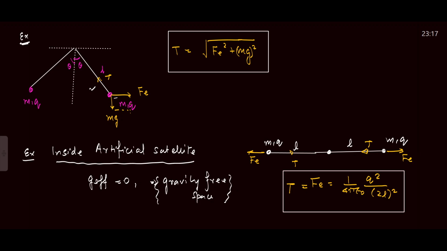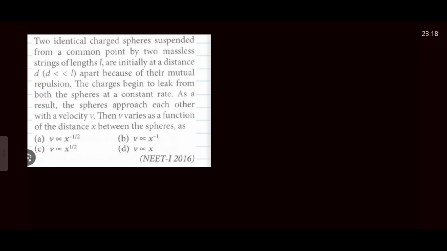Okay, let's come to the next problem. This is again a pith ball problem. Two identical charged spheres suspended from a common point by two massless strings of length L, initially at a distance of D, and D is much less than L. This is a similar question to what we have drawn. So I'm just drawing the diagram, you will understand.